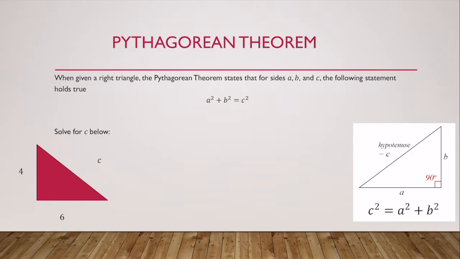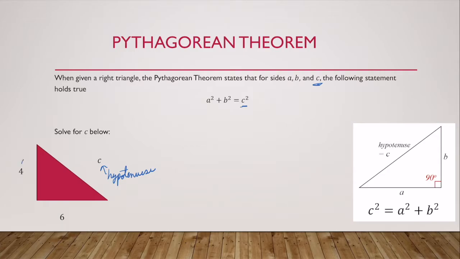So, when given a right triangle, the Pythagorean theorem states that for sides A, B, and C, the following statement holds true: A squared plus B squared is C squared. And we can use this to solve for C, our hypotenuse. That C is always the longest side right here. That's actually called a hypotenuse. I think I spelled that right. Probably not. So let's go ahead and solve for C.